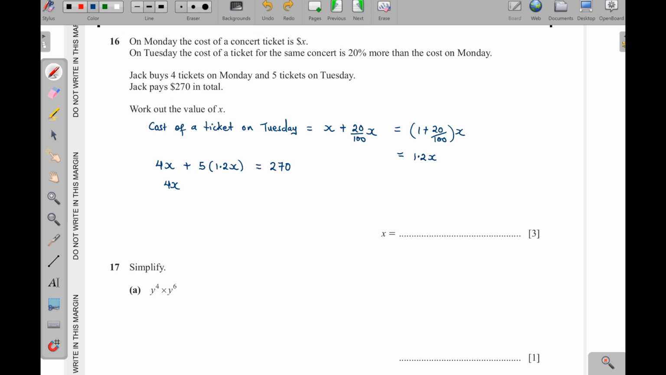So this is 4X. Then 1.2. This is 5 times 12 out of 10. So this one goes here once, then here you have what? 2. So 12 divided by 2, that one gives you a 6, not so? So you will get a 6 here of X. Of course, this one will be 10X, which is equal to 270. Then if you divide all through by 10, that implies that our X is going to be 27.